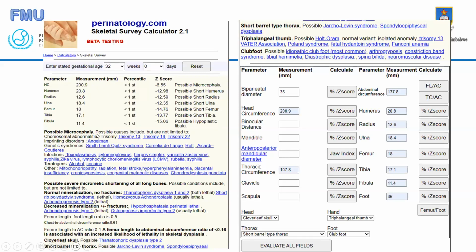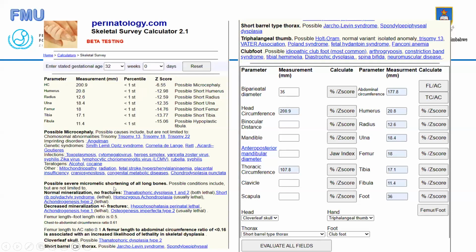In this case, it's telling us that there's possible microcephaly, which may be secondary to chromosome abnormalities like trisomy 13, 18, 22, or imprinting disorders like Angelman syndrome, or genetic syndromes like Smith-Lemli-Opitz syndrome, Cornelia de Lange, Rett, and also infections like toxoplasmosis, CMV, hepatitis. Simply, it's telling us a whole lot of things. Of course, history plays a very big role here, and the issue of alcohol, cocaine, mitochondriopathies, all these disorders can be linked with this.